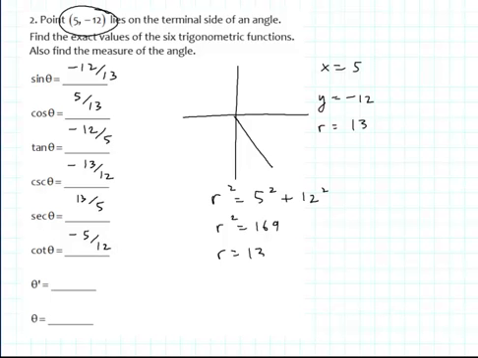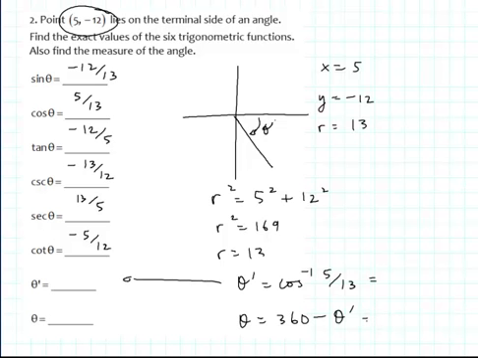Now, in order to find the angle, your calculator is unfortunately going to give you this reference angle right here. I'm going to do an inverse cosine of 5/13, and that's going to give me something. To figure out what the angle is, because you're in the fourth quadrant, you go 360 minus the reference angle. And that goes there, and that goes there.